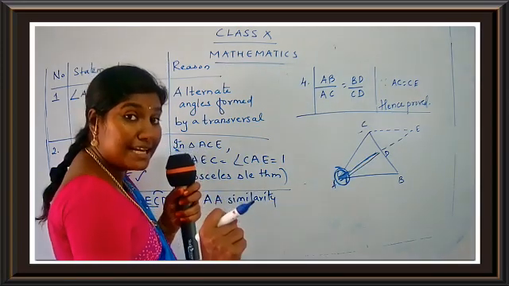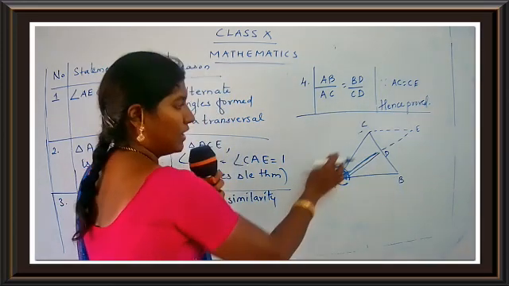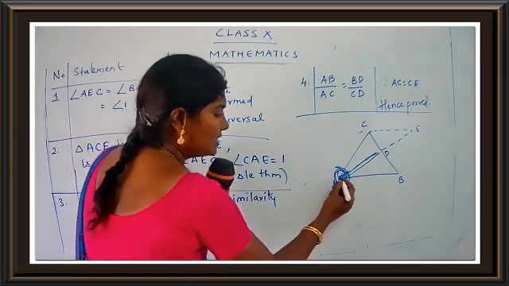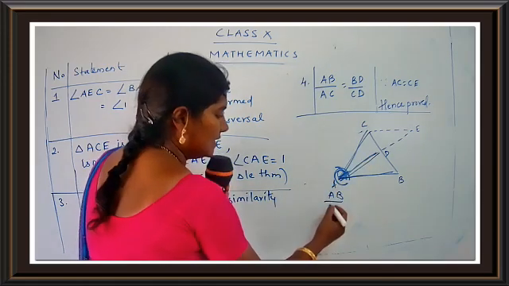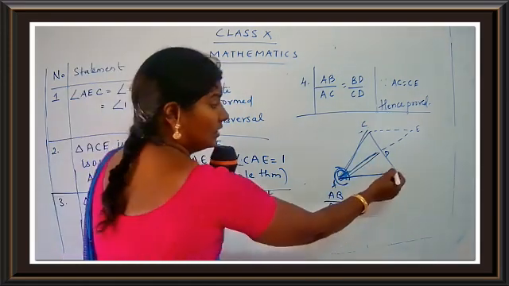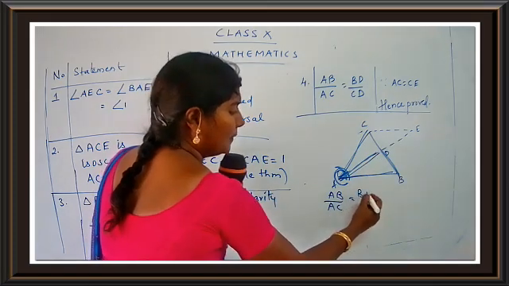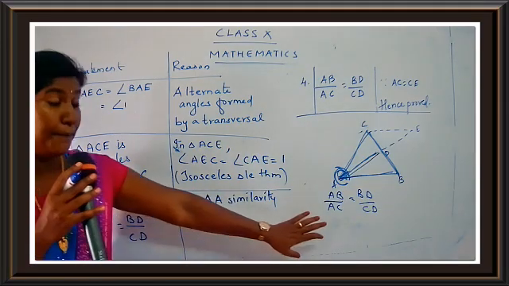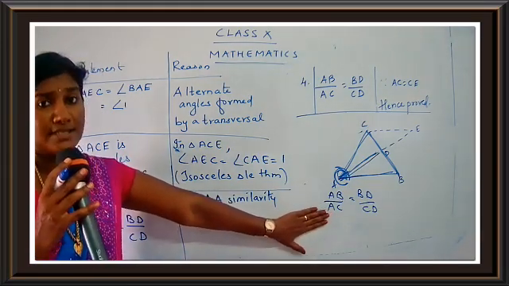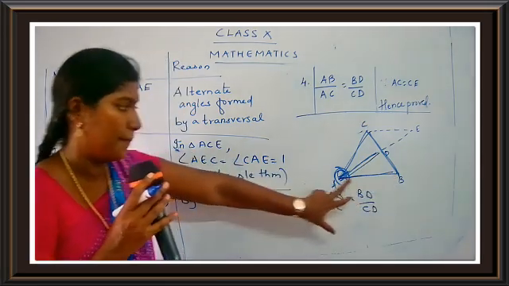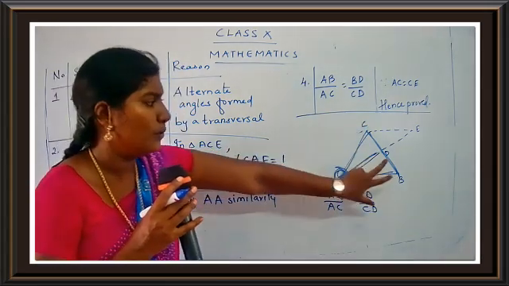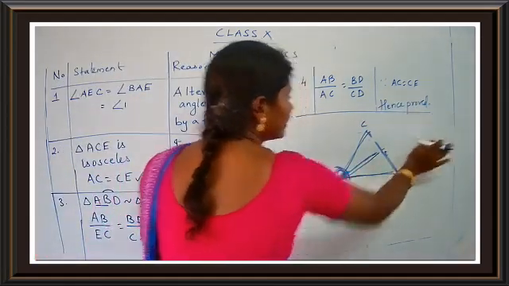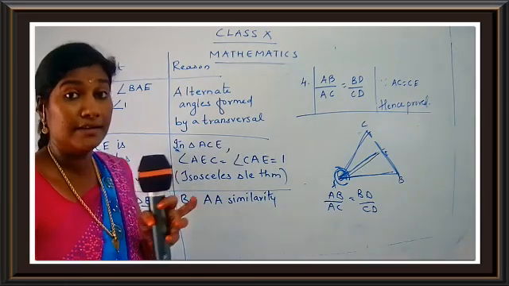So which are the sides containing angle A? You have AB and you have AC. So what are you going to prove? AB upon AC is equal to the opposite sides, BD upon CD. This is what you have to prove. This is the important thing, and we have to use this application for our sums. Okay, children? So AB upon AC is equal to BD upon CD. This is the construction work. We are not going to focus on that construction; we are just doing the construction to get the answer.